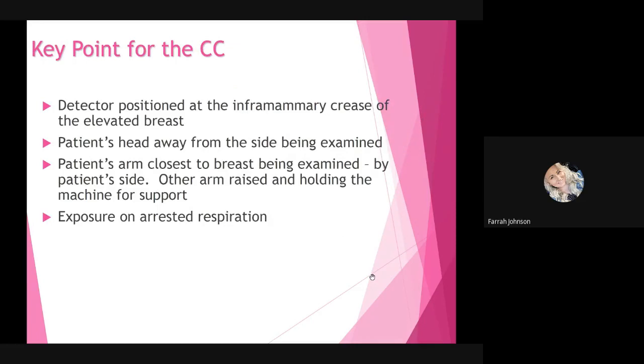So the key point for the CC: the detector is going to be positioned at the inframammary crease of the elevated breast, and the patient's head is turned away from the side being examined. The patient's arm closest to the breast being examined is by the patient's side, and the other arm is going to be raised and holding the machine for support. And then you want to make sure that you take the exposure on arrested respiration. Try to stay away from having them take in a deep breath, as they can pull their breast tissue away from the machine.